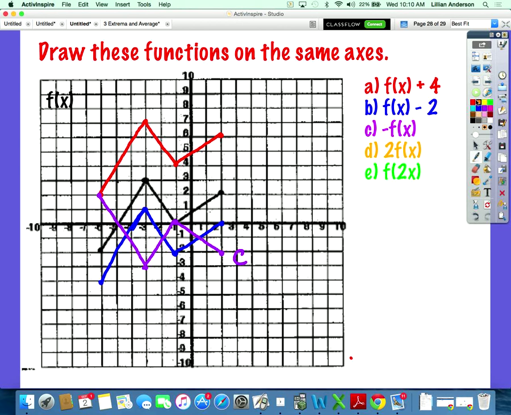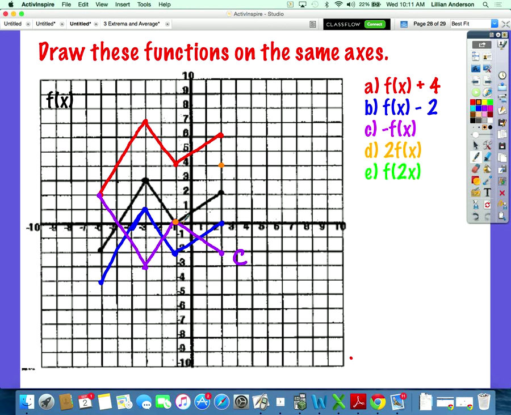Y's are multiplied by 2 because I'm stretching it vertically by a factor of 2. So that means that all of my y points are going to get doubled. So 2, 2 is now at 2, 4. Negative 1, 0 stays at negative 1, 0, because 0 multiplied by 2 is still 0.